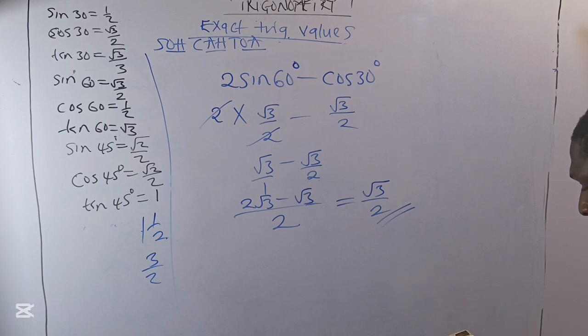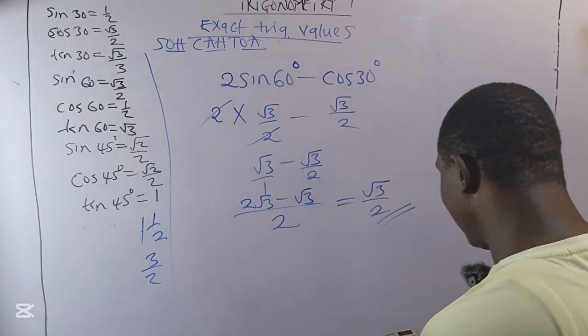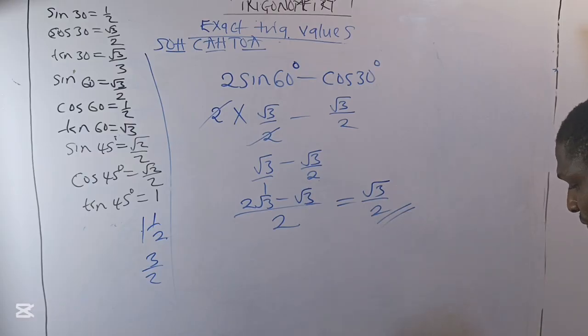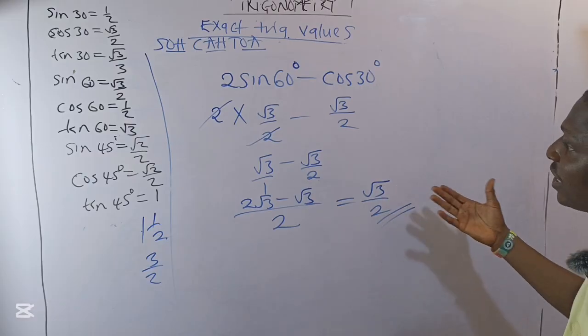So if you simply press 2 sine 60 minus cos 30, you have your answer. The answer is giving me 0.866, and we already know that root 3 over 2 is 0.866. So our answer is absolutely correct.